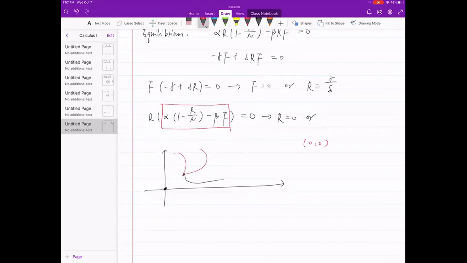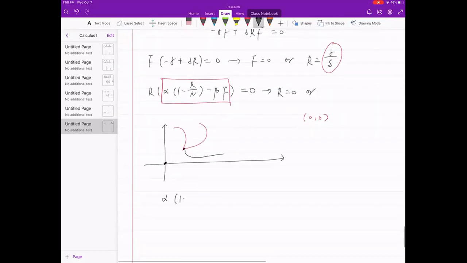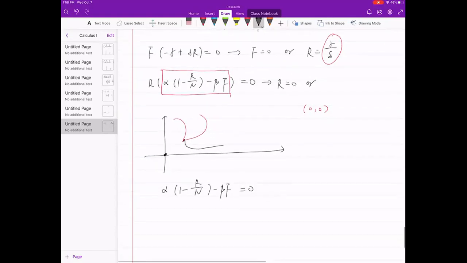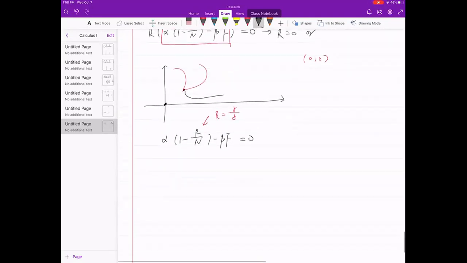The second one is going to be the equilibrium where the R value is going to be the one we just calculated. So all we need to do is just take this one, set it to be 0, and then plug in R equals gamma over delta. So F should equal alpha over beta, 1 minus gamma over delta n.